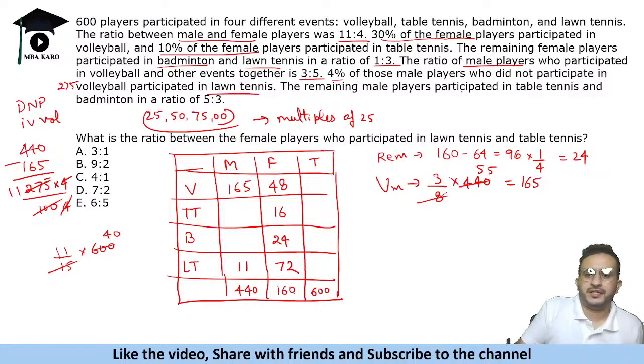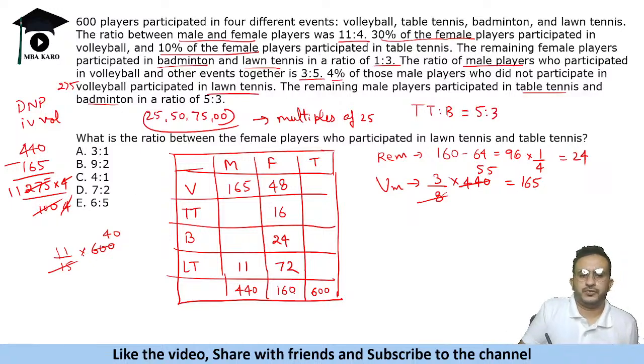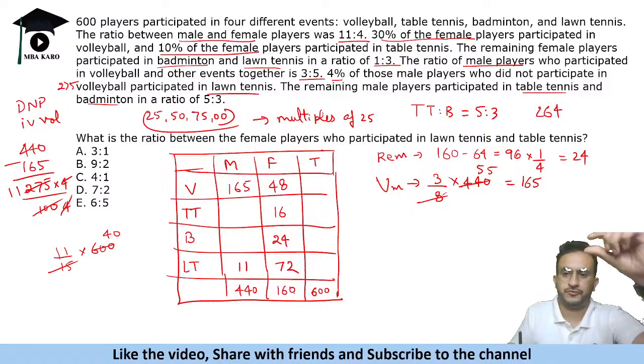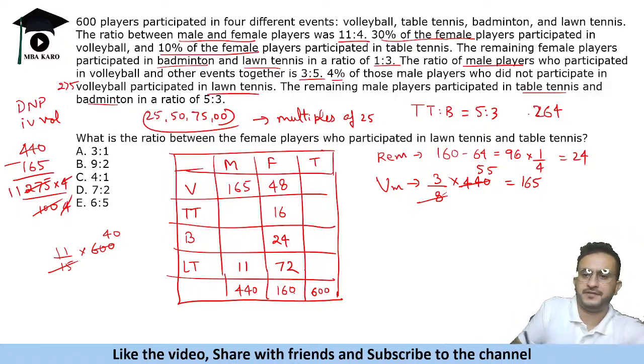The remaining male players participated in TT and badminton in the ratio 5:3. TT ratio badminton is 5:3, and remaining are how many? 275 थे. इसमें से 11 और कम हो गए, that is 264. Okay, so 264 remain and it is in 5:3.